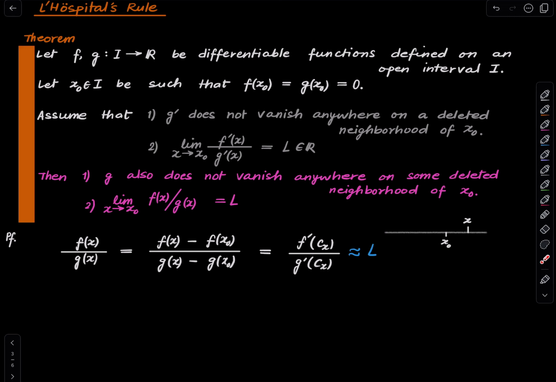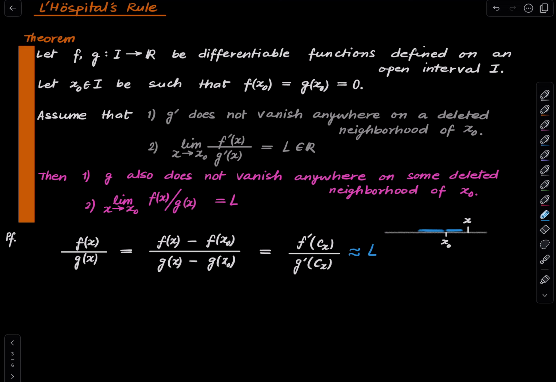Now, where did we use this hypothesis that G prime doesn't vanish anywhere? For that, first we need to establish that this is the case. Only then we can talk about this ratio. Right? So therefore you need this hypothesis. So how does one follow from this hypothesis? Well, we want to show that G does not vanish anywhere on some deleted neighborhood of x naught. Alright, we are given that G prime doesn't vanish on some deleted neighborhood of x naught. Let's say on this deleted neighborhood, G prime doesn't vanish.